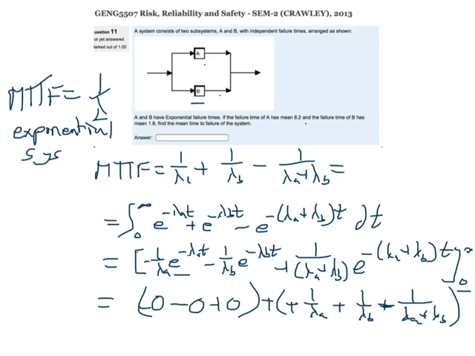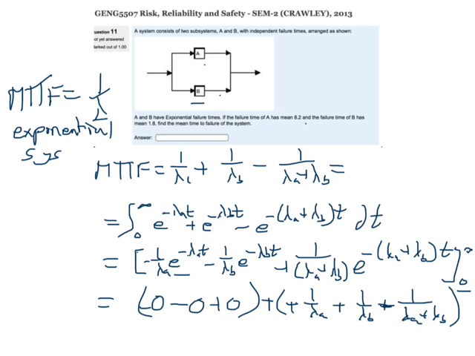So I think that's kind of an interesting solution, that the mean time to failure of the system is equal to the sum of the mean times to failure minus 1 over the sum of the reciprocals of the mean time to failure, or 1 over the sum of the lambda values. So I hope that makes sense.